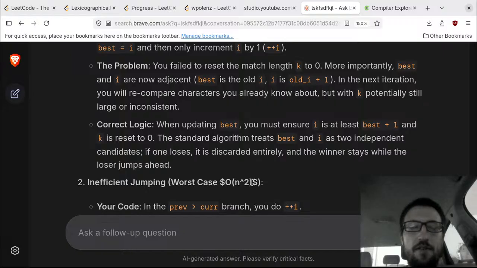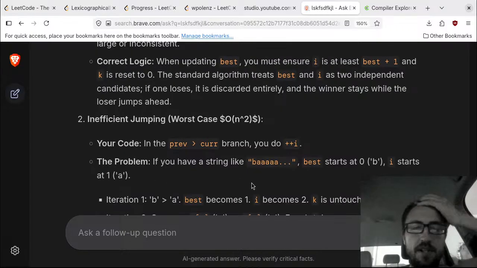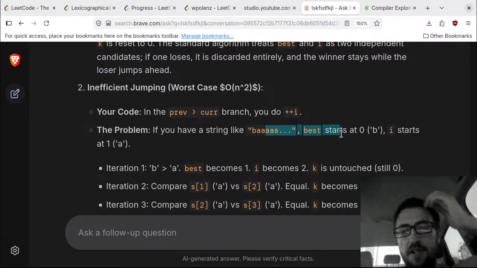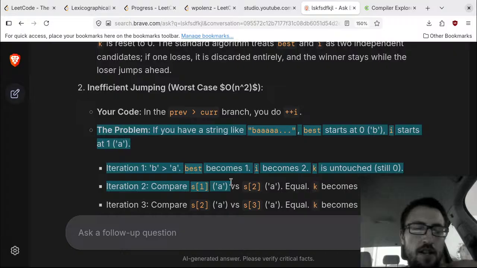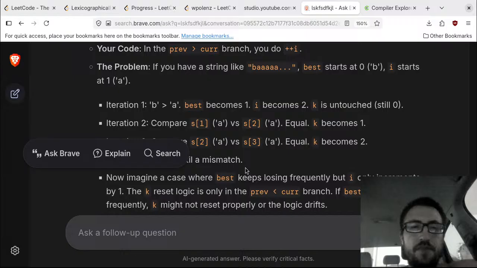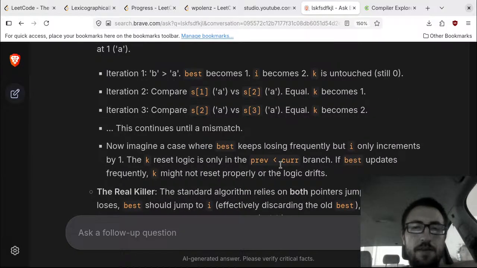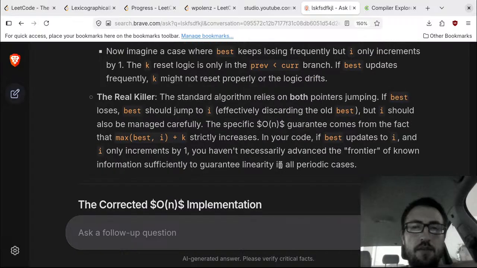The standard algorithm treats best and I as 2 independent candidates. If one loses, it is discarded entirely and the winner stays while the loser jumps ahead. Inefficient jumping: in your code, you do I plus 1. Take a string like ba. Best starts at B, I starts at 1. Iteration: B greater than A, best becomes 1, I becomes 2. K is untouched at 0. It continues until a mismatch. Imagine a case where best keeps losing frequently. The real killer is both pointers jumping.